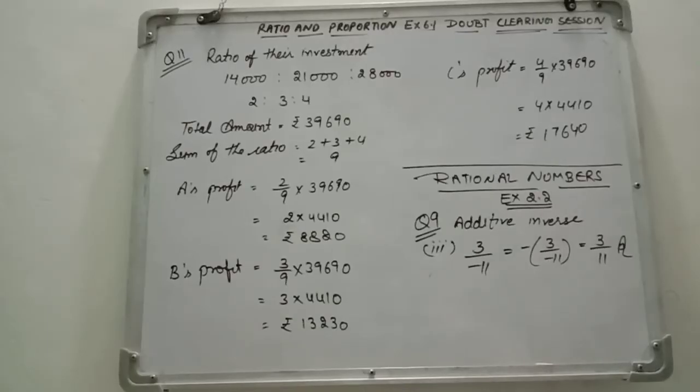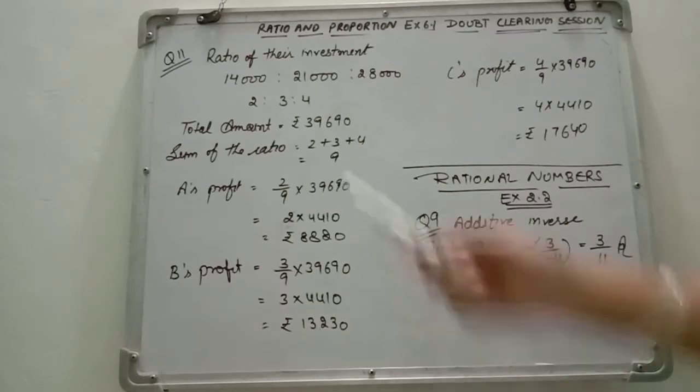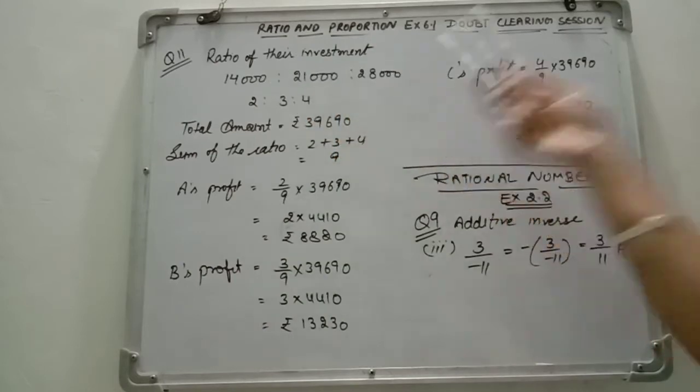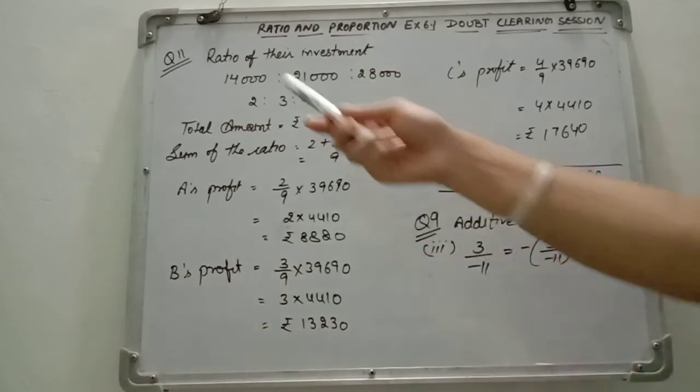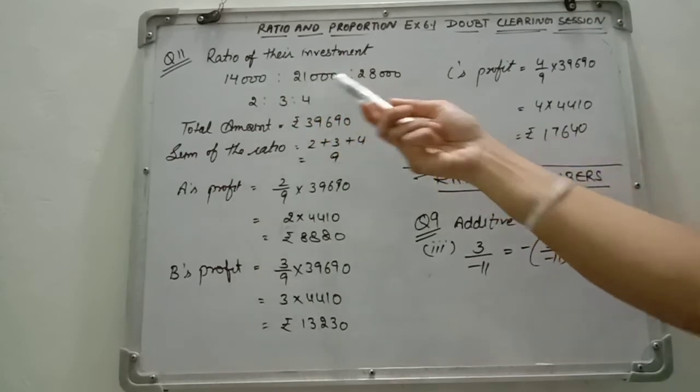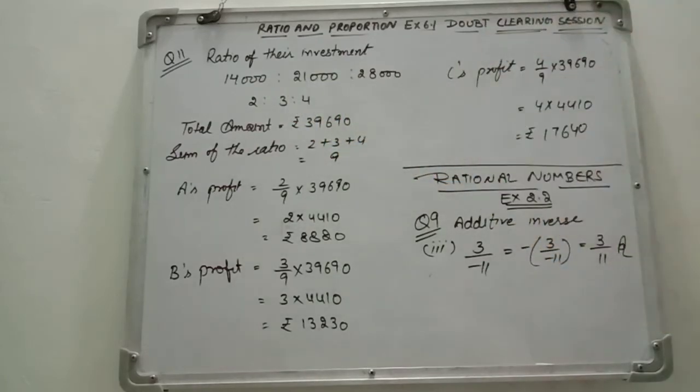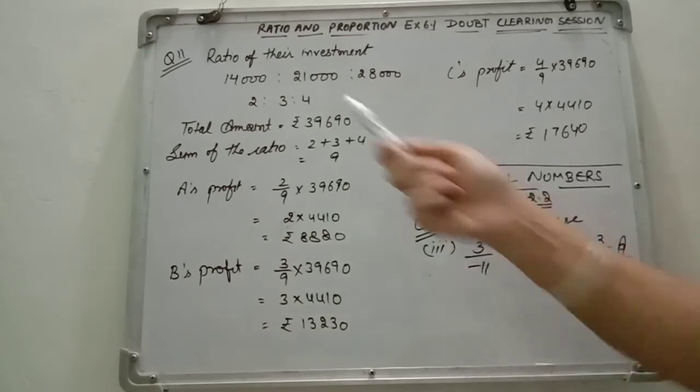Question number 11. So A, B, C, 3 persons are there. The ratio of their investment is given to you and the total amount is given to you, and we have to find out the profit. Okay, same method, same procedure. First of all, the ratio is given to you in this form. By using the table of 7000, we are doing cutting.